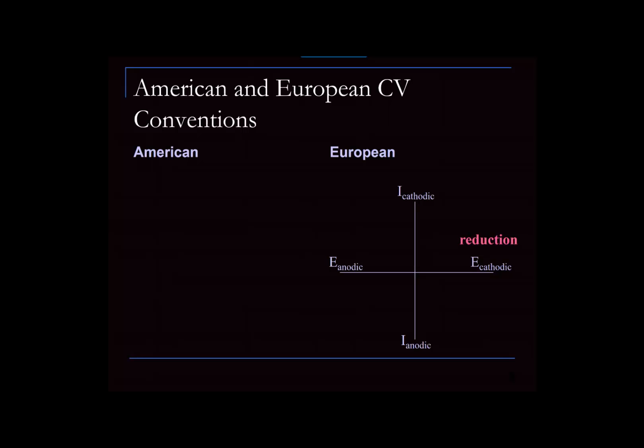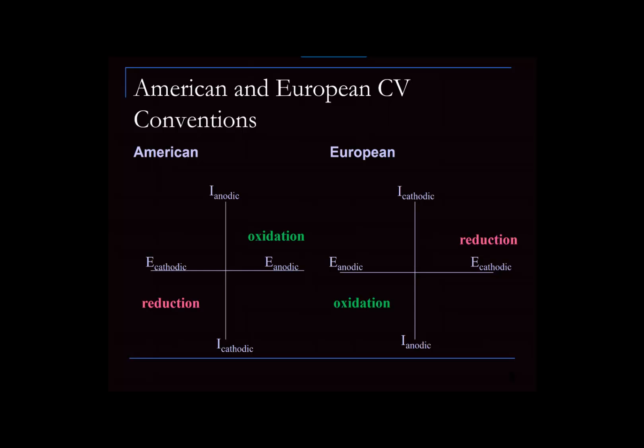The focus is on probing reduction processes. And so you have cathodic potentials appear to the right and anodic potentials appear to the left on the x-axis. And you plot cathodic current above the axis and anodic current below. So the upper right quadrant ends up being where you see reduction, and the lower left quadrant is where you see oxidation. Now, American convention is literally upside down and backwards.